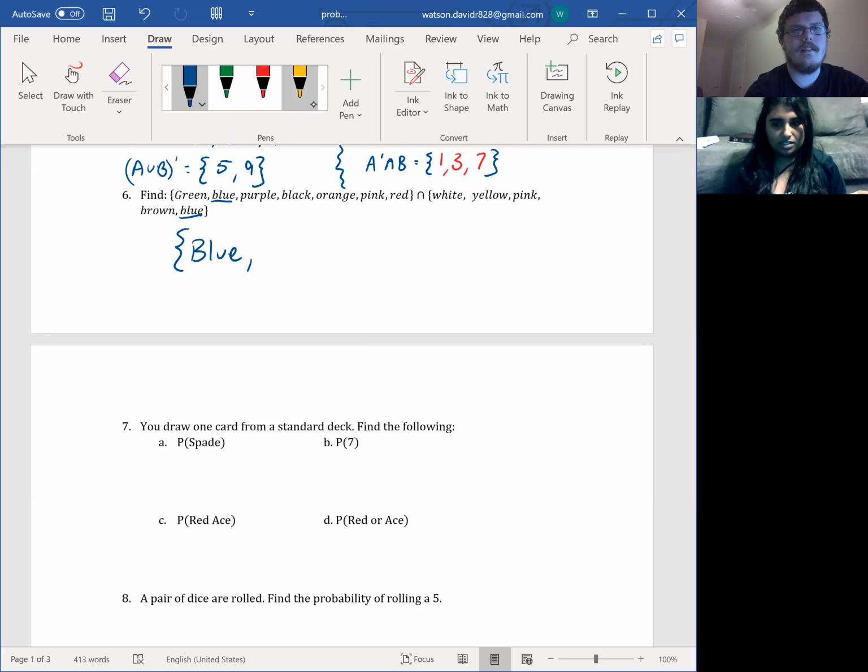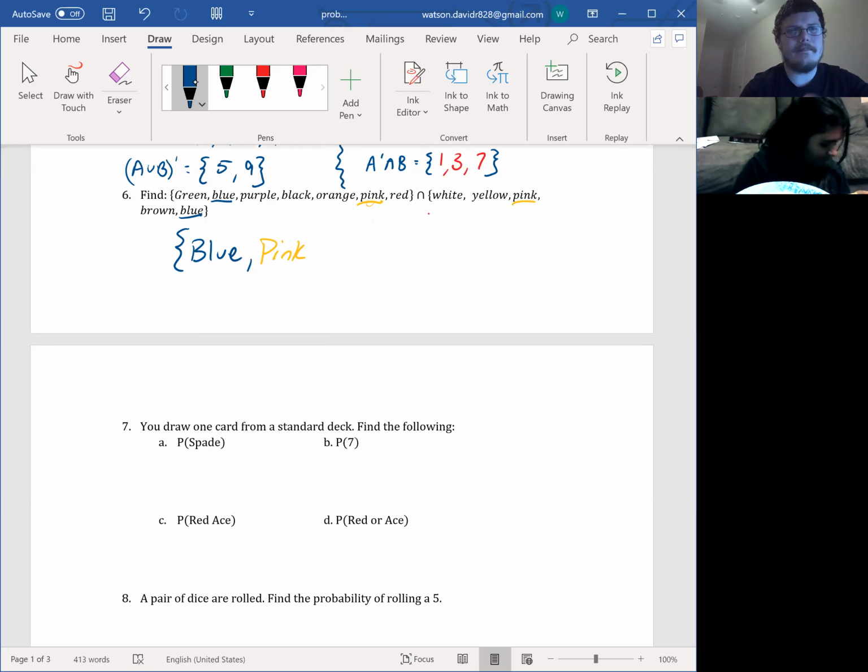Pink is. Do I have a pink marker? Yeah. Wait, why is it still yellow? Okay, well, apparently my pink is not working, so we're just pretending that yellow is pink now. Then red is not in the second set either. So that's it. That's the whole overlap.